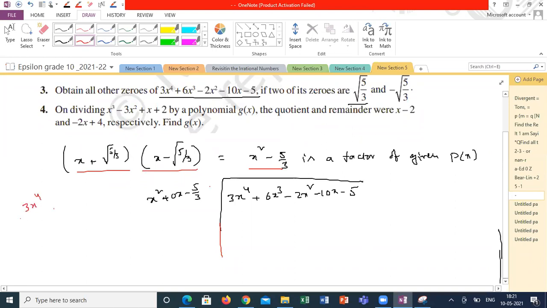3x power 4 divided by x square will give 3x square. 3x square into x square is 3x power 4 plus 0x cube minus 5 by 3 x square.